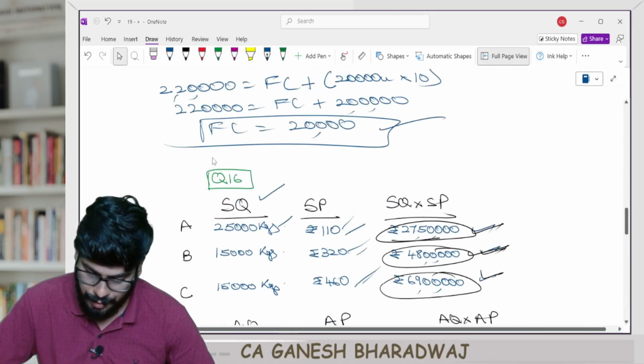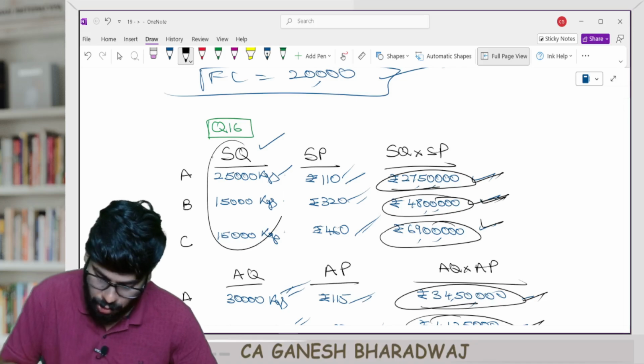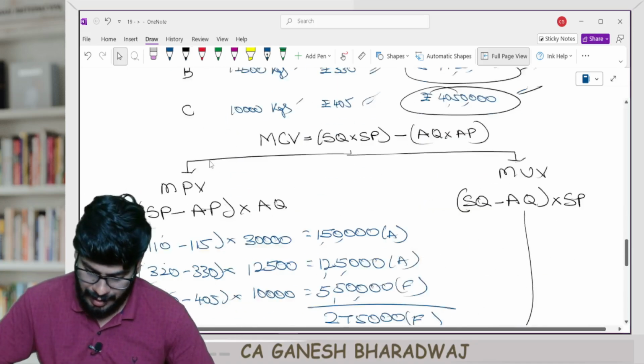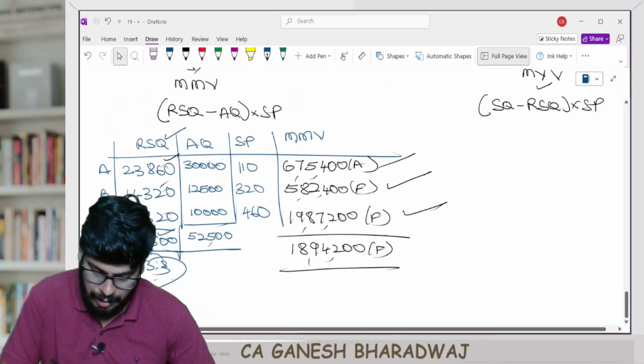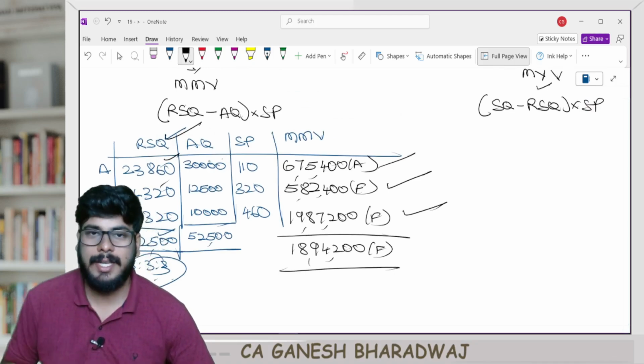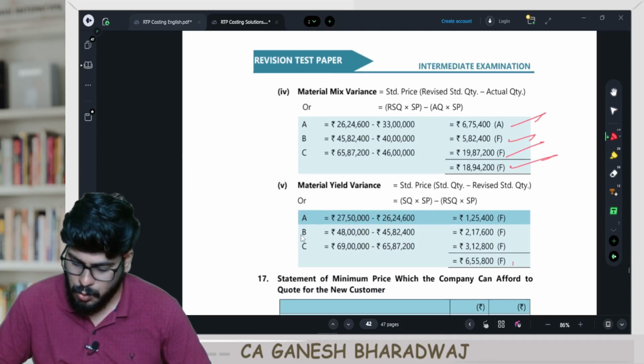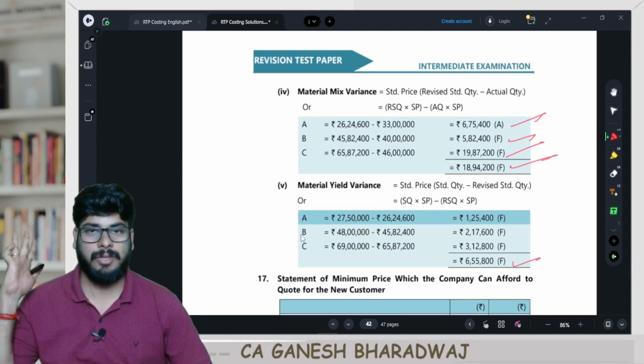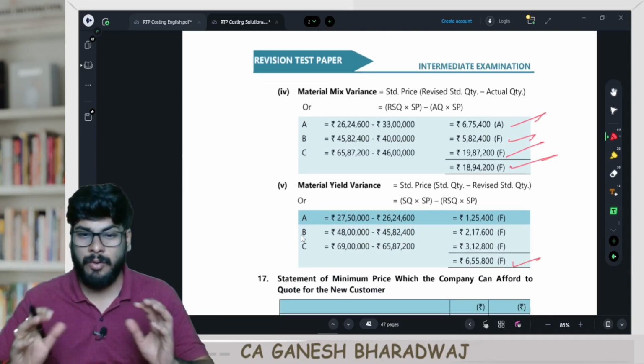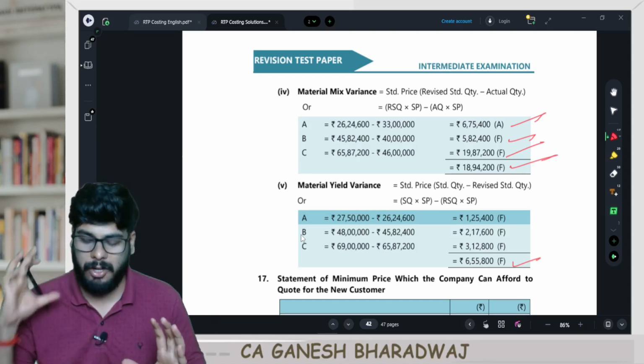The standard quantity figures, we already have it here. So this column you need to take minus revised standard quantity. So revised standard quantity we just arrived at into standard price. If you do it again, it's just an application of formula. You will arrive at 6,55,800 favorable variance. Are you clear with this? Fine. It is just a matter of plugging in the figures.